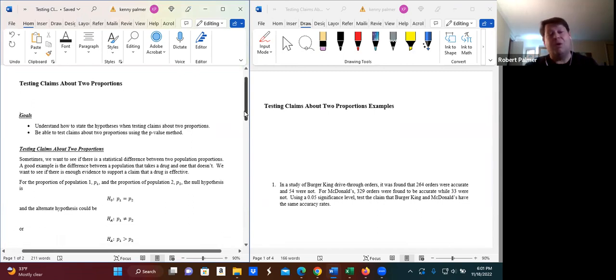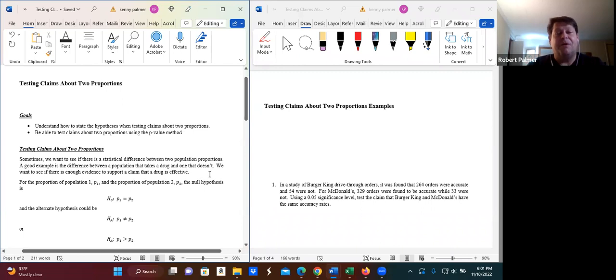The idea of testing claims about two proportions is that we want to compare two proportions and see if they're equal or not, or maybe one is greater than the other, or less than the other. We try to see if we can say with statistical confidence whether there's some difference between them. A good example is one population of people that takes a drug and one population that doesn't.